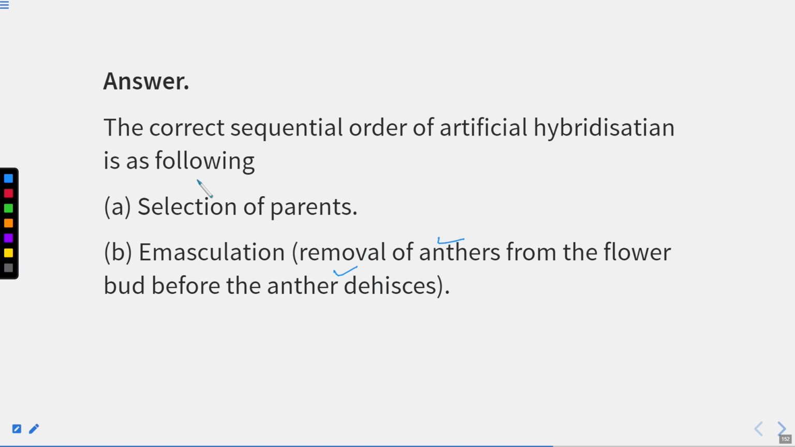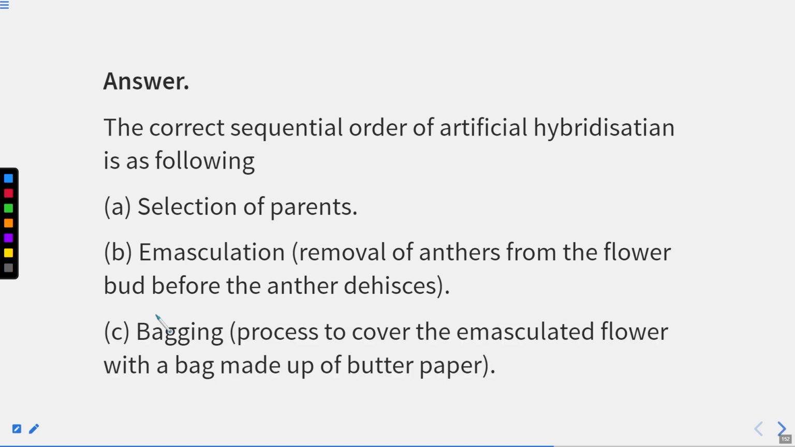This is known as emasculation. Okay, because you want the desired pollen. You don't want the pollens from the flower. You want to dust the desired pollens. You have selected the pollens and you want to dust them on the stigma. Okay, third is then bagging. Okay, so what is bagging? Bagging is the process to cover the emasculated flower with a bag made up of butter paper. Okay, so there is a bag made up of butter paper and then you bag the emasculated flowers with it.